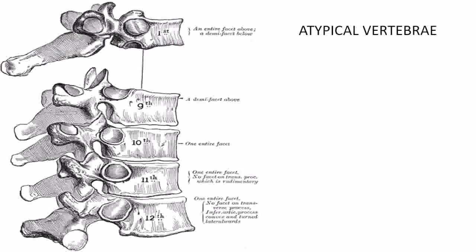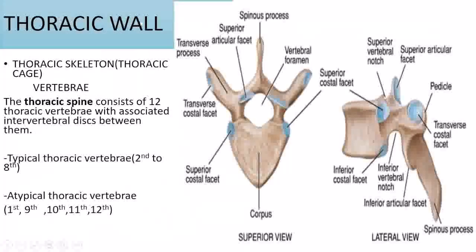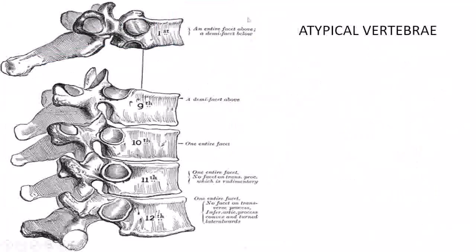Okay, so the atypical vertebrae have variations mostly in the articular facets. The first vertebra, you see it has a whole facet right here, but if you take 2 to 8, you will notice that they have 2 demi facets, while the first has a whole facet. The 9th is also atypical because it has only a superior demi facet, there is no inferior demi facet. The 10th, 11th, and 12th have a whole facet, so there is no superior and inferior. That also makes them atypical.